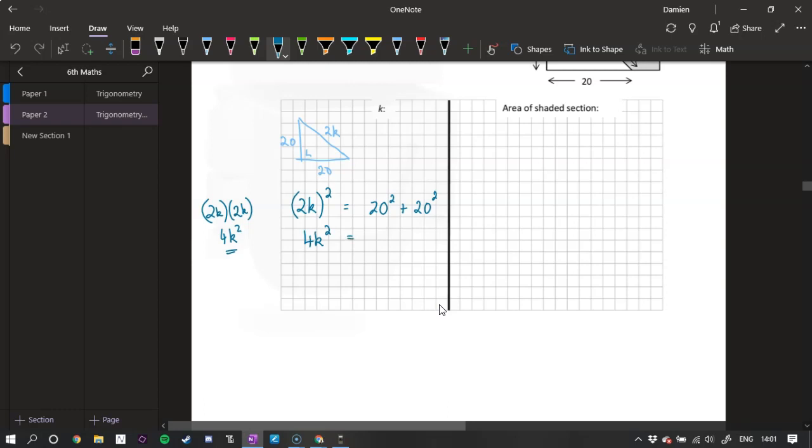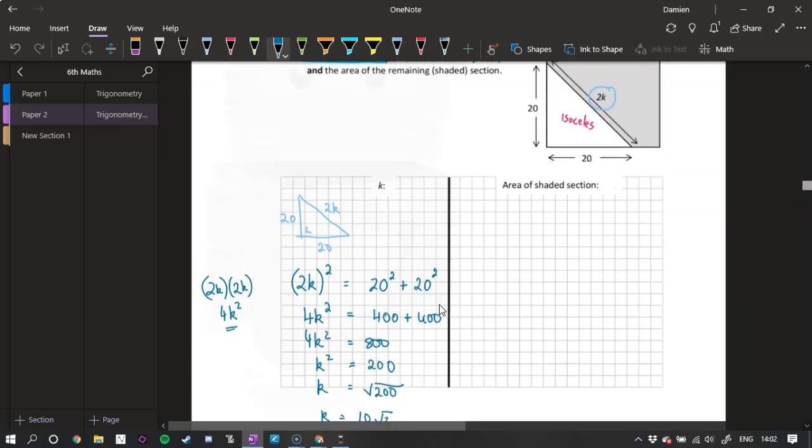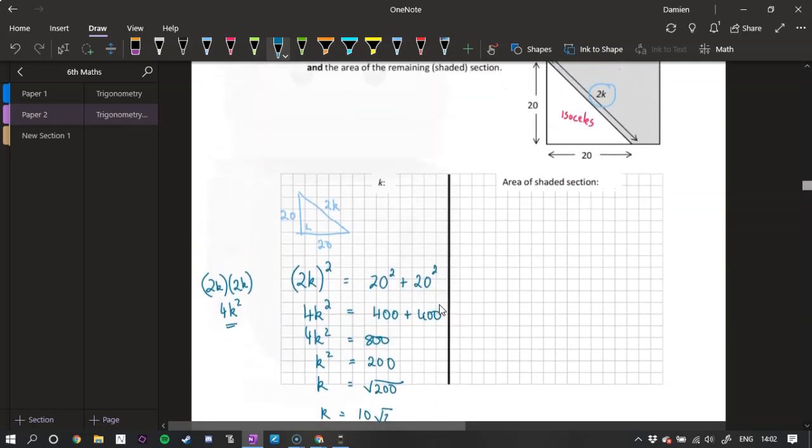And it equals 20 squared plus 20 squared. So that's 400 plus 400. That gives you 4k squared is equal to 800. You have k squared then, divide across by 4, gives you 200. So k is equal to the square root of 200. When you tap that into the calculator, it may give you 2 root 2, or 10 root 2. If it does, just hit the change button again and it will give you 14.14. Now the area of the shaded section is next. So now we know that k is 14.14.